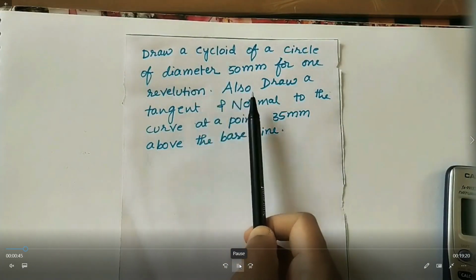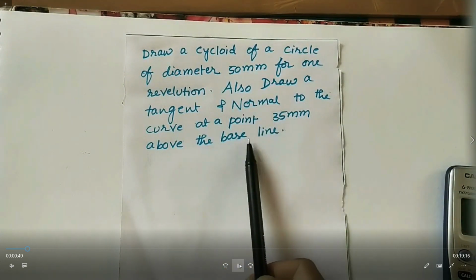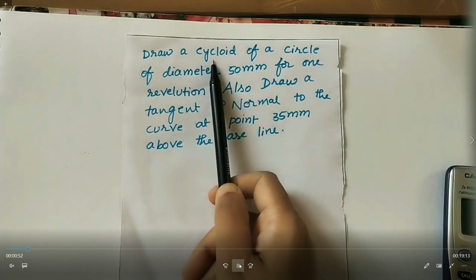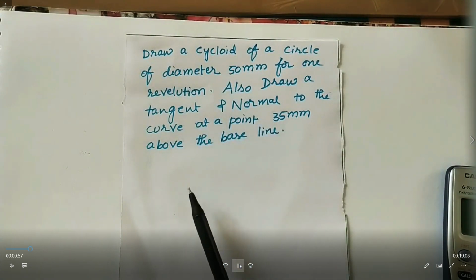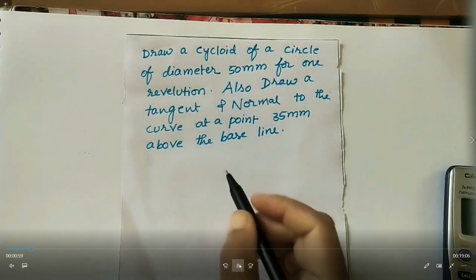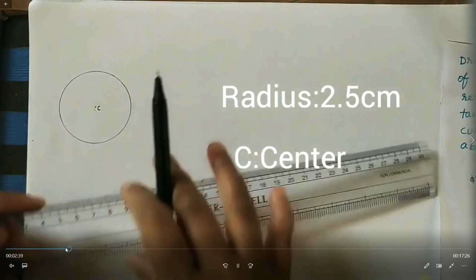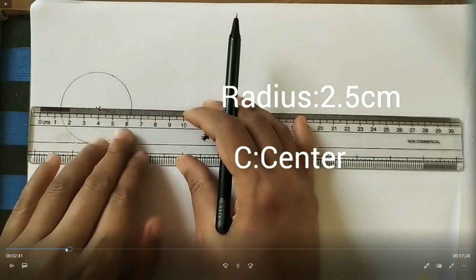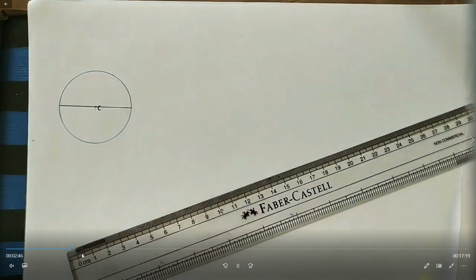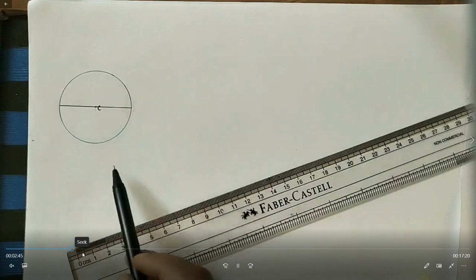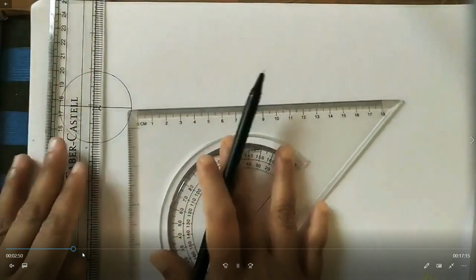Draw a cycloid of circle diameter 50 mm for one revolution. Also draw the tangent and normal to the curve at a point 35 mm above the baseline. So we take the radius 25 mm, 2.5 cm here. C is the center. With the center point, we identify C.